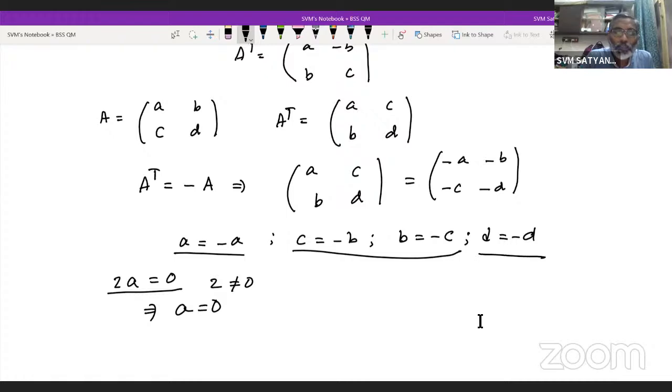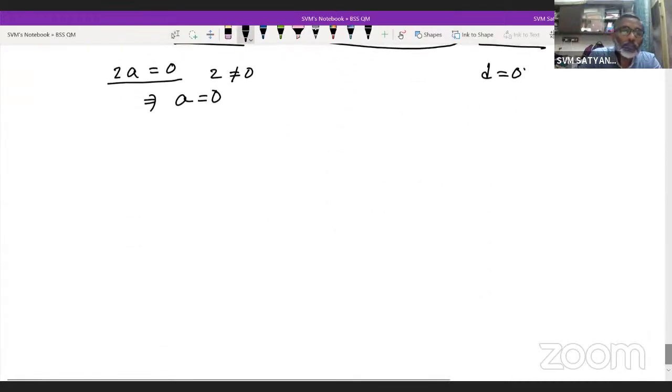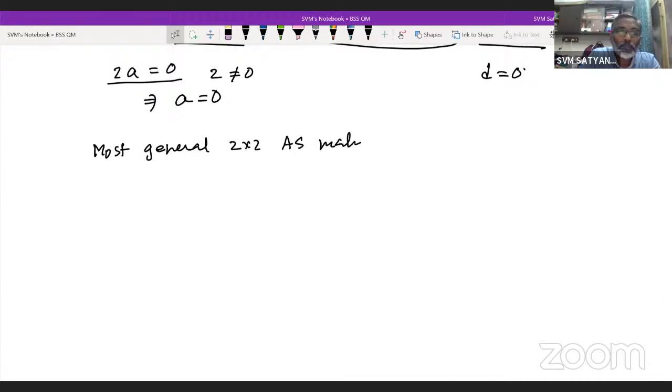Same thing is true here. D has to be equal to 0. So the most general 2 cross 2 antisymmetric matrix is like this: diagonal elements have to be 0 and off diagonal elements have to be negative of each other.